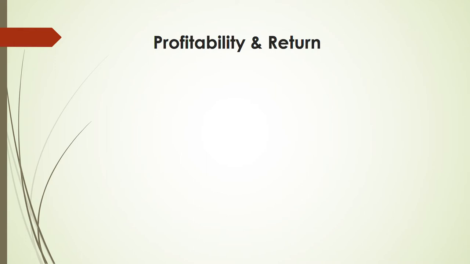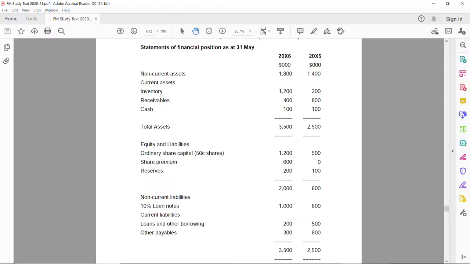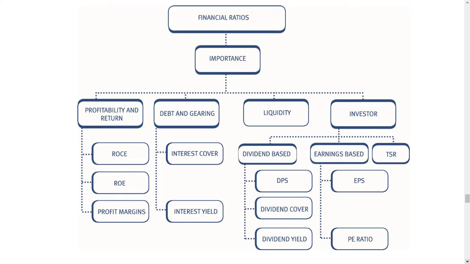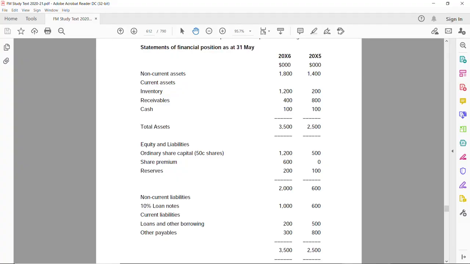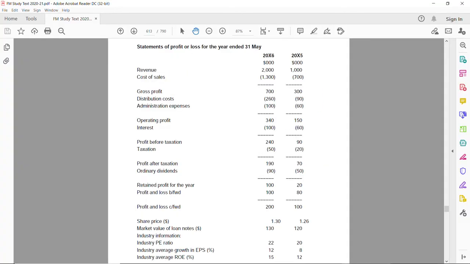First, okay, all this will be in order. Order means, let me take you back to this diagram. Under profitability and return, first ROCE, ROE, profit margins. Then I'm going to cover debt and gearing, then liquidity ratios, then investor ratios. So that will be the order. I'm going to follow exactly the same order, so later on you don't get confused.